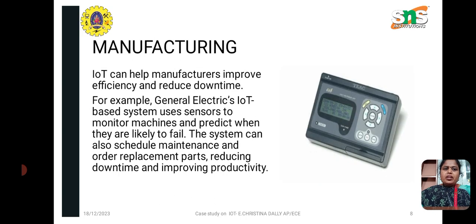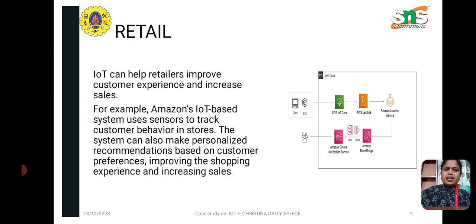Coming to manufacturing, why we go for this is that it can improve efficiency and reduce downtime. If we use sensors to monitor the machines, they will be properly maintained, there will be fewer replacements, and with the help of the sensors we can improve productivity. So it can be used in manufacturing.